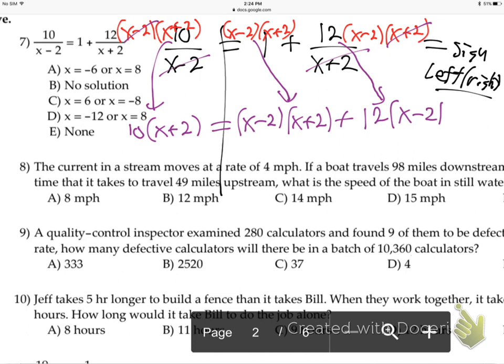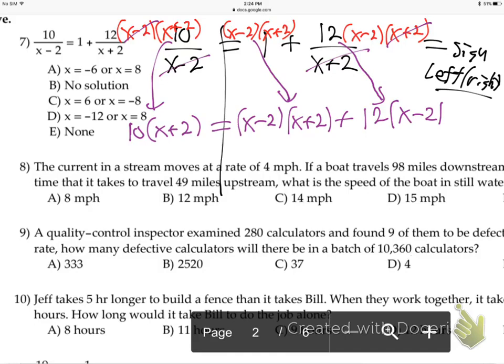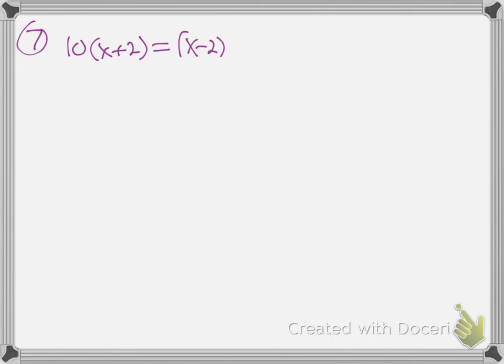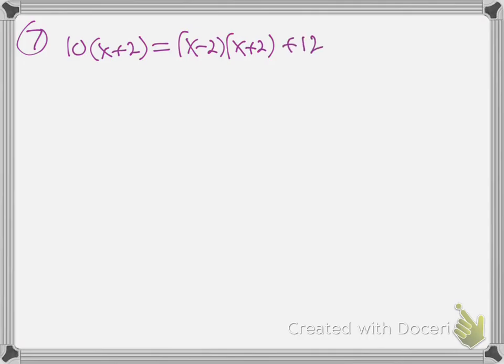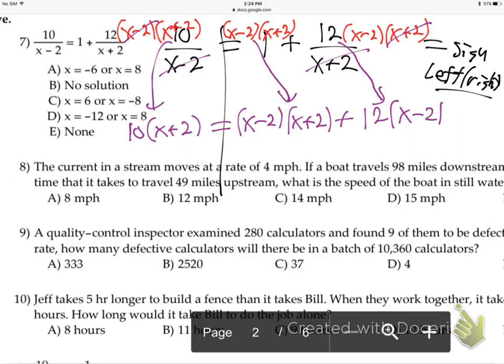Okay. And so now we got to solve that. It's a big mess. I'm going to put it on a fresh screen if that's okay. I'll come back. So what number was this? This was number 7. Continuing on, 10 times x plus 2, x minus 2 times x plus 2, and plus 12 times x minus 2. All good here before I move forward? Any questions on that so far? So equal sign, left and right. The whole common denominator, top, top, top. Cancel, multiply what's left over. All right, let's do it.